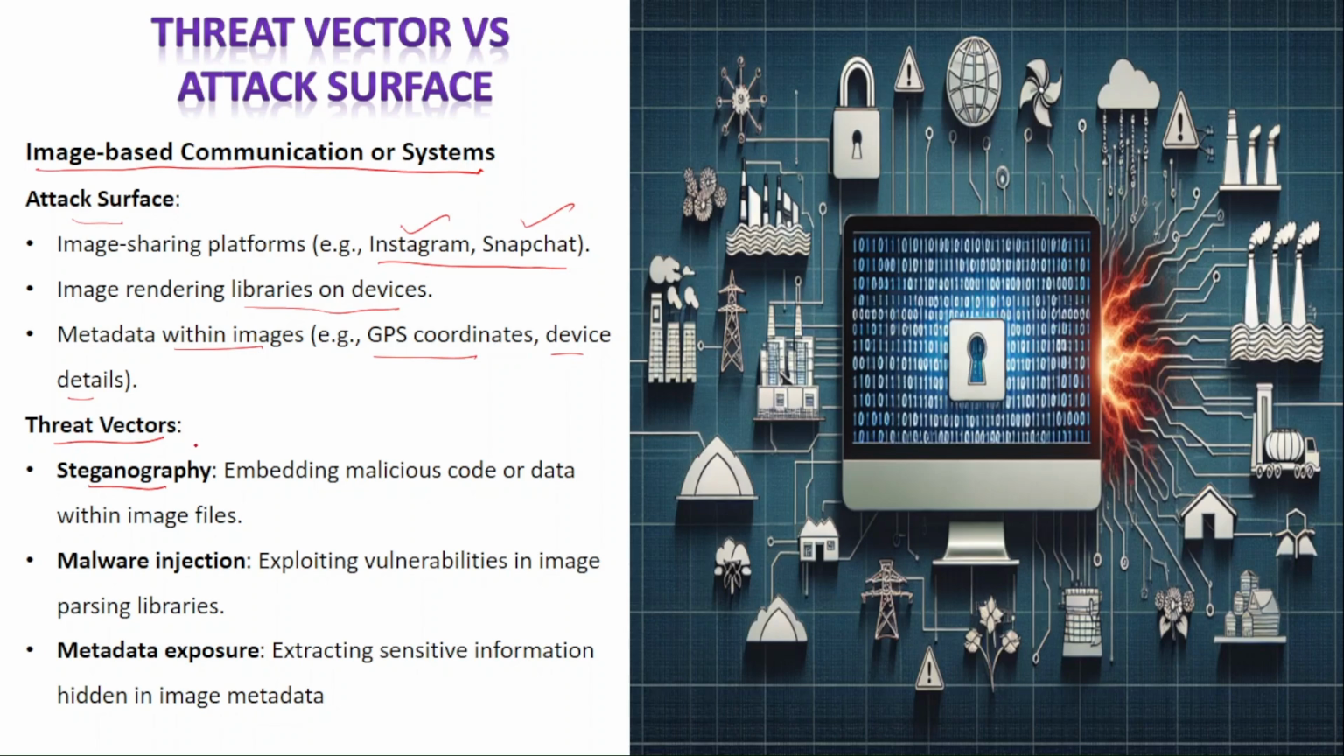Steganography. We studied in domain 1 that steganography is the art of hiding data inside unsuspicious sources such as images or videos. So embedding malicious code or data within image files is known as steganography. It is very important. Malware injection, exploiting vulnerabilities in image parsing libraries. And metadata exposure, extracting sensitive information hidden in image metadata.